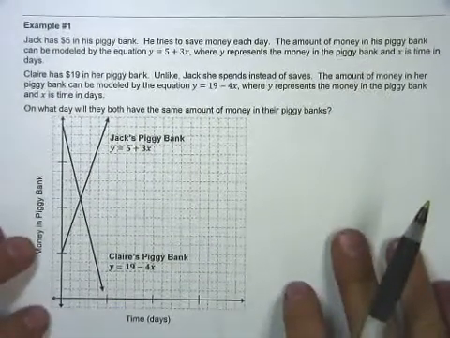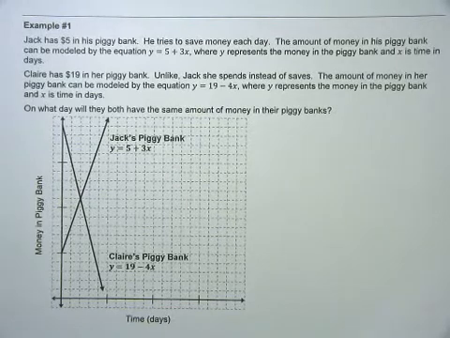All right, here's our first example. Jack has $5 in his piggy bank. He tries to save money each day. The amount of money in his piggy bank can be modeled by the equation y equals 5 plus 3x, where y represents the money in the piggy bank and x is time in days. Claire has $19 in her piggy bank. Unlike Jack, she spends instead of saving. The amount of money in her piggy bank can be modeled by the equation y is equal to 19 minus 4x, where y represents the money in the piggy bank and x is time in days.